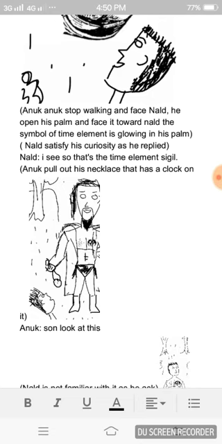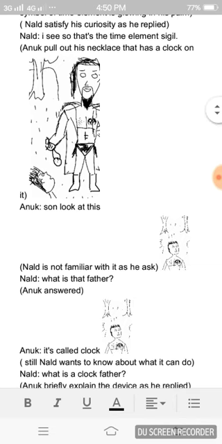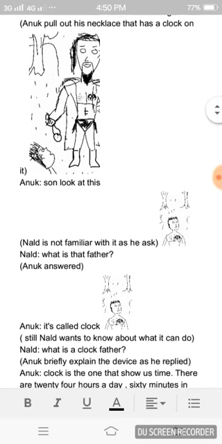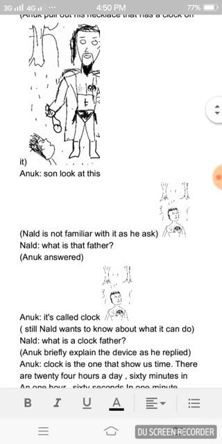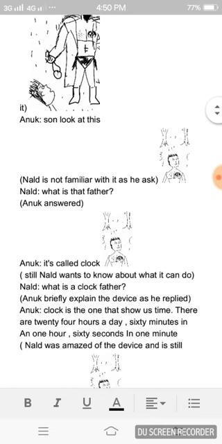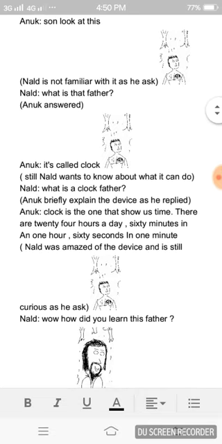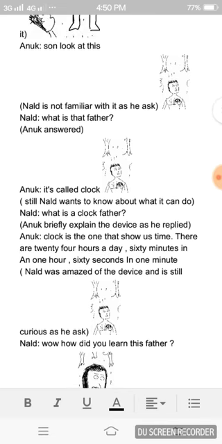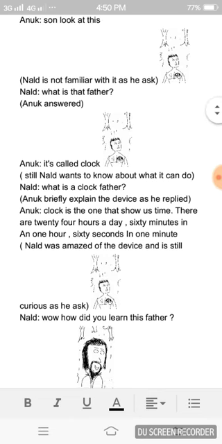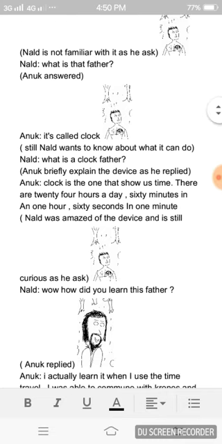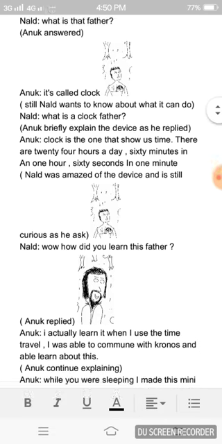Anuak pulled out his necklace that has a clock on it. "Son, look at this." Nald is not familiar with it as he asked, "What is that, father?" Anuak answered, "It is called a clock." Nald wants to know what it can do. "What is a clock, father?" Anuak briefly explained the device as he replied, "A clock is the one that shows us time. There are 24 hours a day, 60 minutes in 1 hour, and 60 seconds in 1 minute."